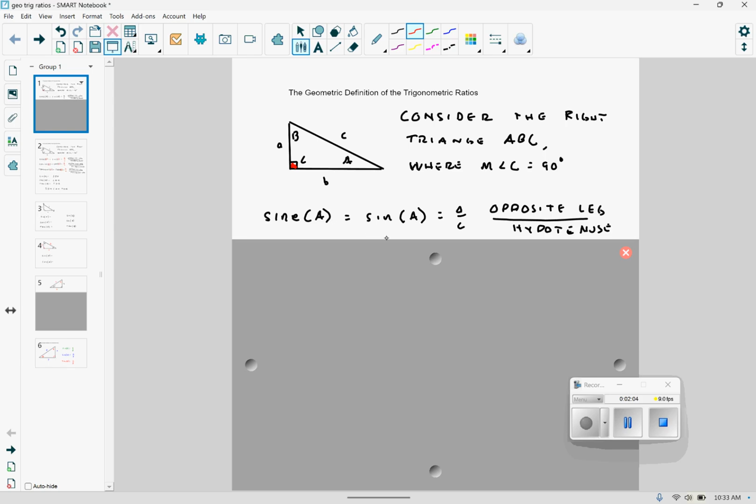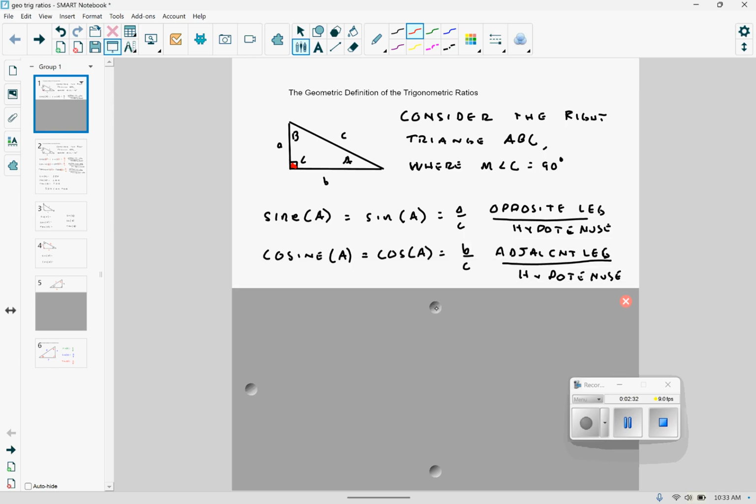And the definition of the sine of A is simply the opposite leg divided by the hypotenuse. The opposite of angle A is lowercase a. The opposite of angle B is lowercase b, and the hypotenuse is lowercase c. So the sine of an angle is going to be the opposite leg divided by the hypotenuse. It really is that simple.